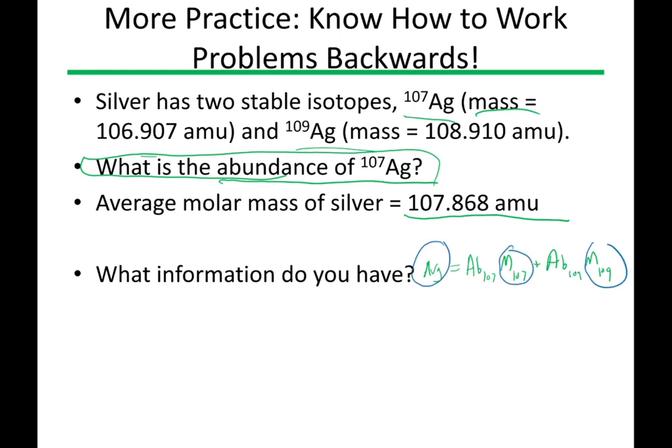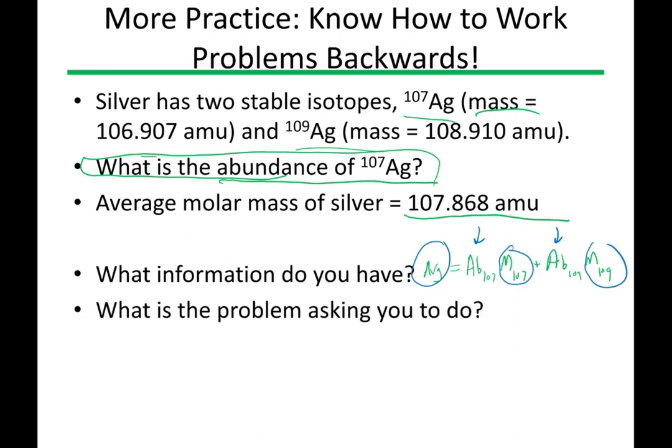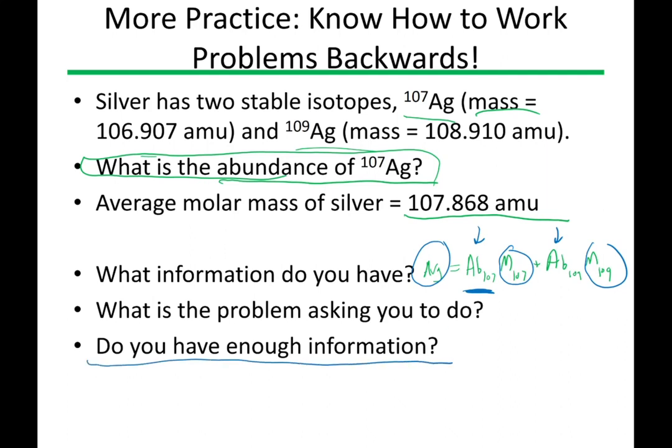So from this step, it looks like we have one equation and two unknowns. And the question is asking us to find this one unknown, the abundance of 107. And do we have enough information to solve this? Well, normally if we said we have one equation and two unknowns, you might recall from algebra that the answer would be no. But there is one other thing that we actually have here, and that has to do with the total abundance.